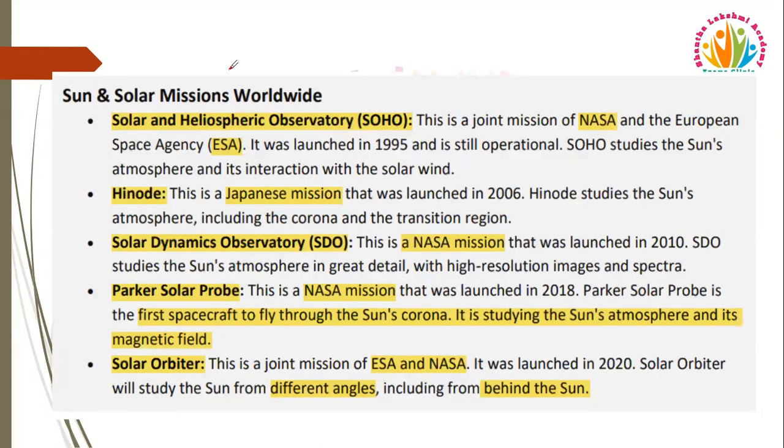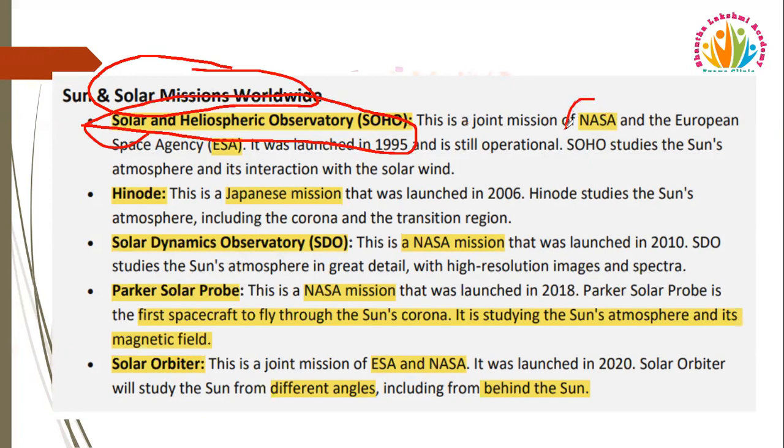From the prelims point of view, we also need to have an idea about the various solar missions worldwide. So, the Solar and Heliospheric Observatory. This is a joint mission of NASA and the European Space Agency, launched in 1995. It helps us study the sun's atmosphere and its interaction with the solar wind.